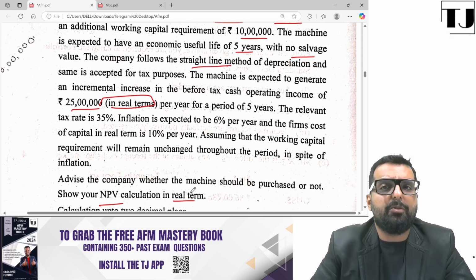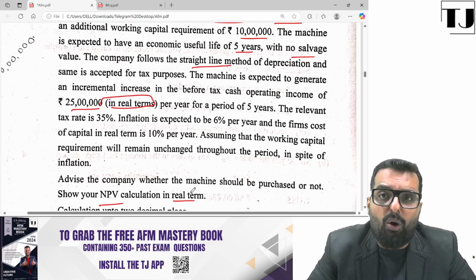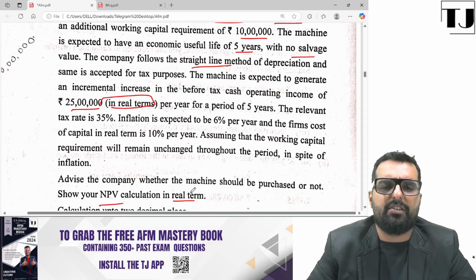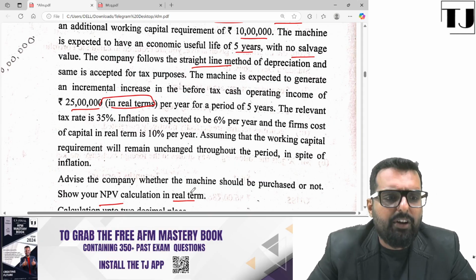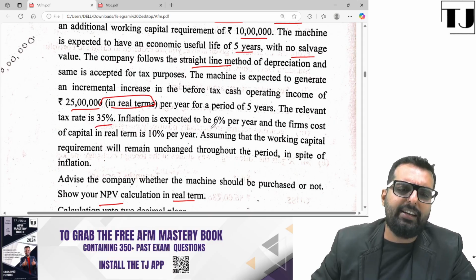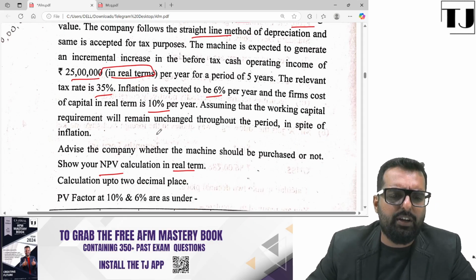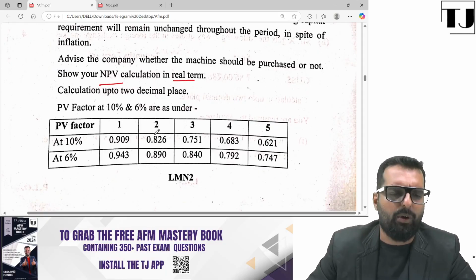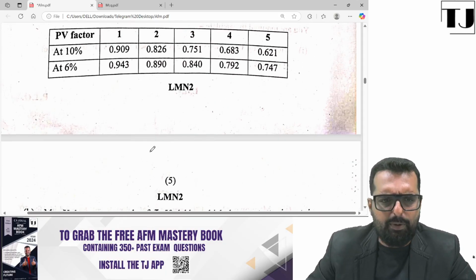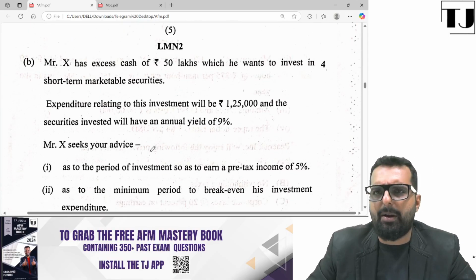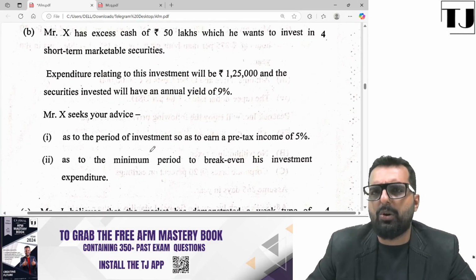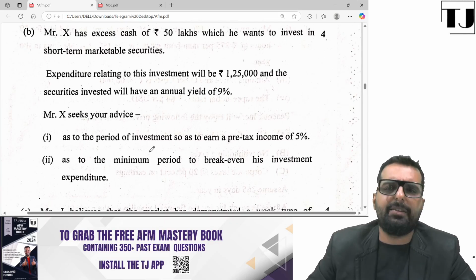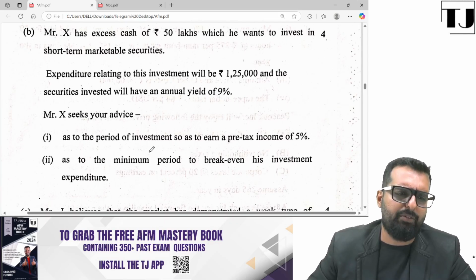So when you say real terms, what does it mean? Your cash flow should be real cash flow and your discount factor should be nothing but real discount factor. Tax rate is given, inflation is given, cost of capital is also given. From this, you are supposed to find out the answer on your own. I hope you're clear with this part. So you have to go by 3 steps. Step number 1, cash flows in real terms. Step number 2, your discount factor in real terms. And step number 3 is going to be your NPV.